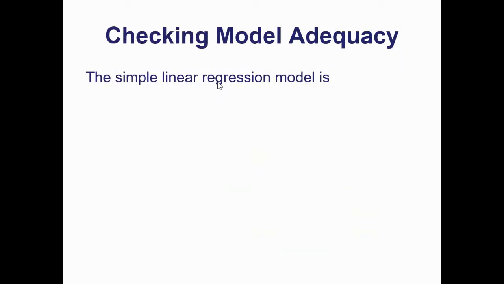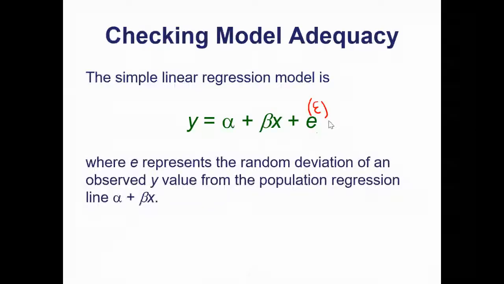So we need to check for model adequacy. The simple linear regression model is what we mentioned earlier. Y equals alpha plus beta x plus your error term. And like I said yesterday, this is typically an epsilon, where epsilon or e represents the random deviations of the observed Y values from the population regression.